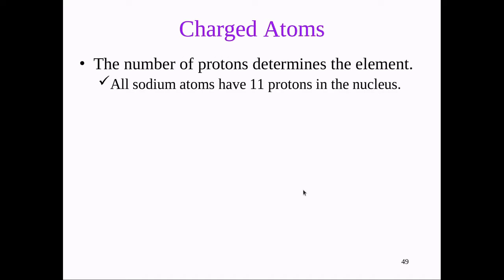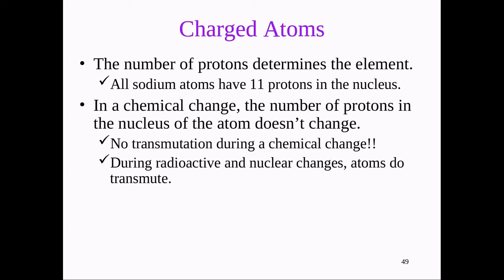Okay, so we now know that the number of protons determines which element we have. For instance, all sodium atoms have 11 protons in the nucleus. In a chemical change, the number of protons in the nucleus of the atom doesn't change. This would be called transmutation, which goes all the way back to turning lead into gold. And we know that that doesn't happen unless there's some sort of emission or absorption of radioactivity or a nuclear reaction has happened.